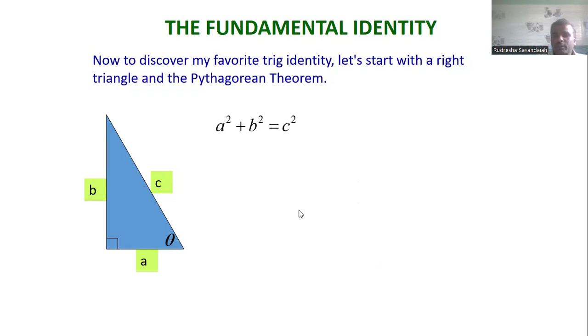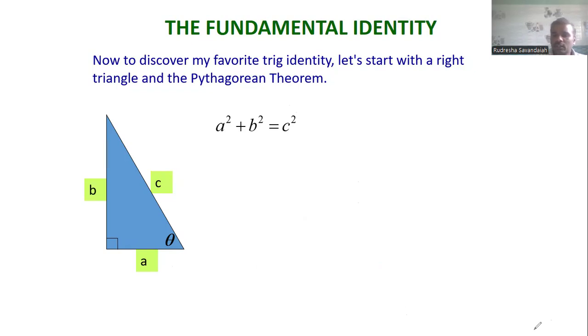You know what is meant by the Pythagorean theorem? Let me write it here. See here, this is the A value, this is the B value. A square plus B square equals C square. C is equal to the square root of A square plus B square. This is the Pythagorean theorem.